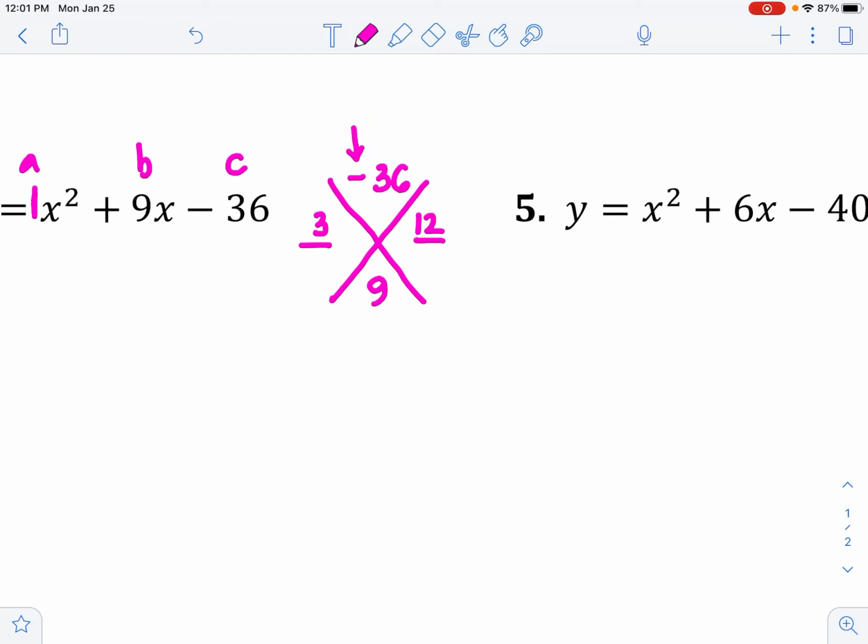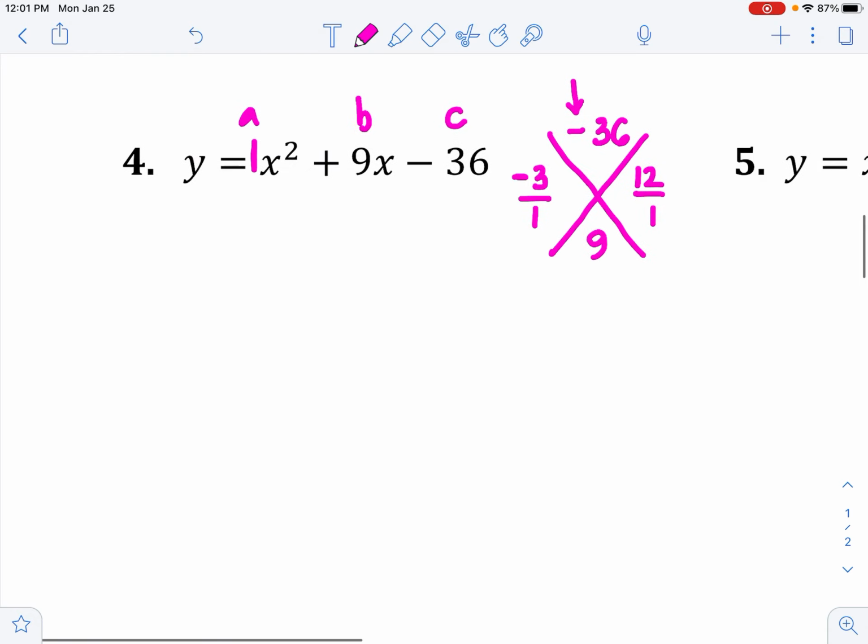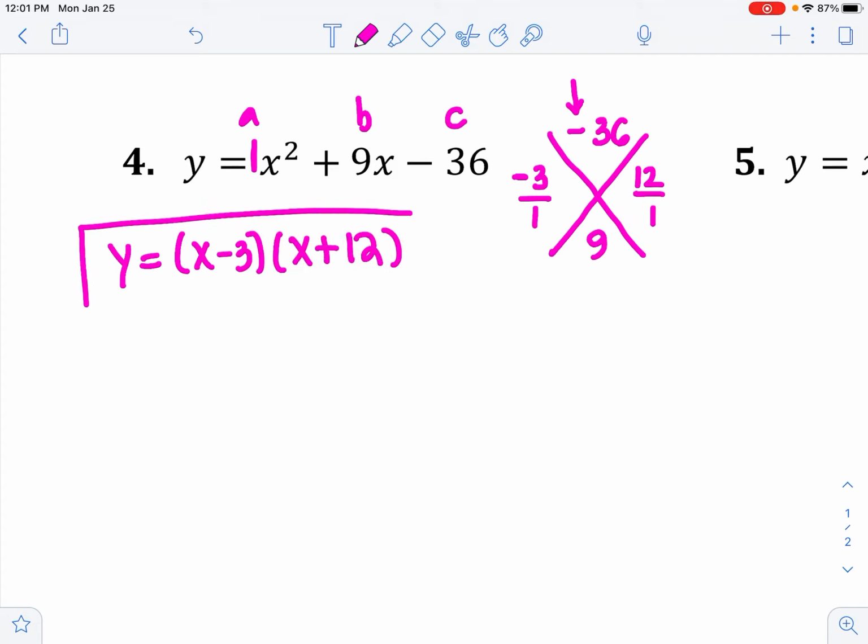Now I have to make sure I have one that's negative because it multiplies to give me negative 36. Which one would have to be negative to add to give me a positive 9? The 3 would. Now I'm going to divide by my a value, which is 1. And I have my two factors. Y equals x minus 3 times x plus 12.